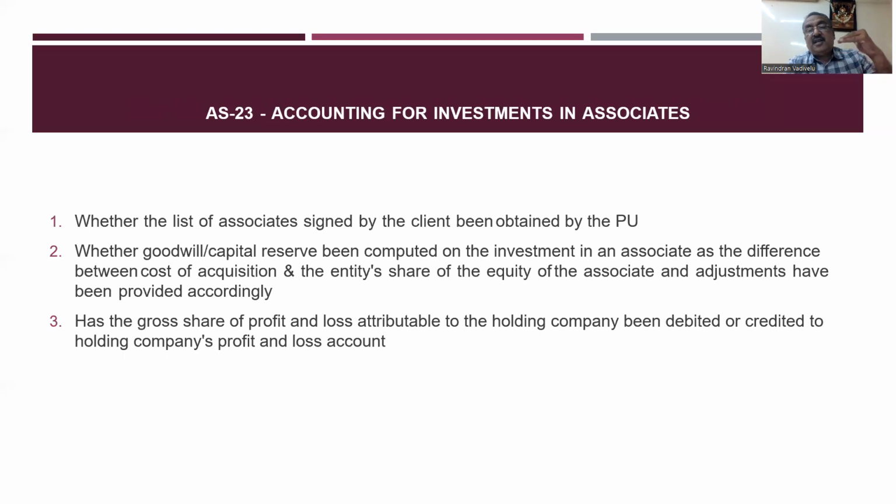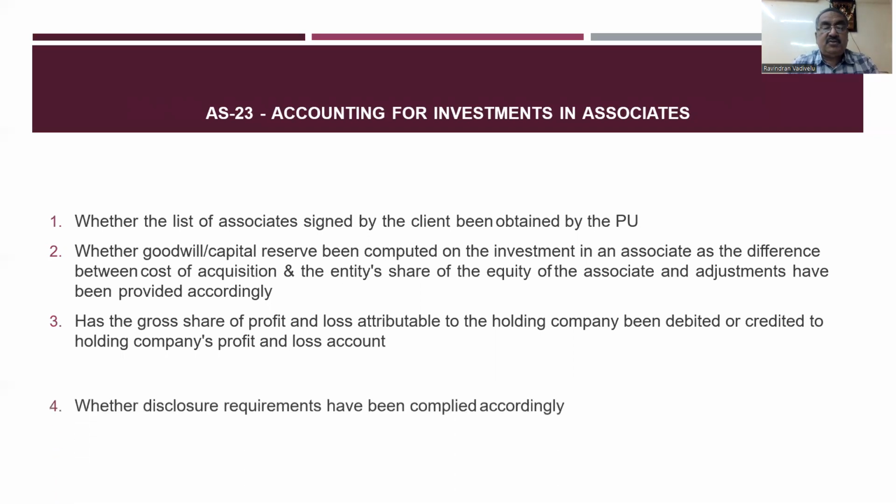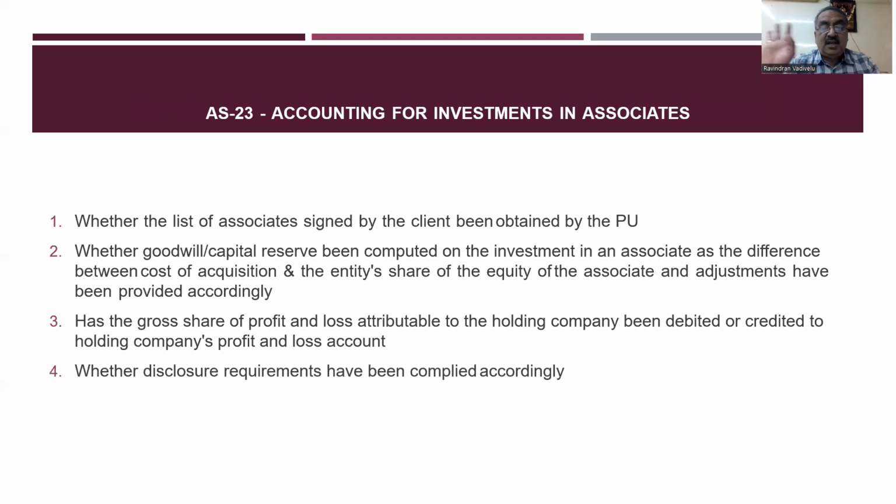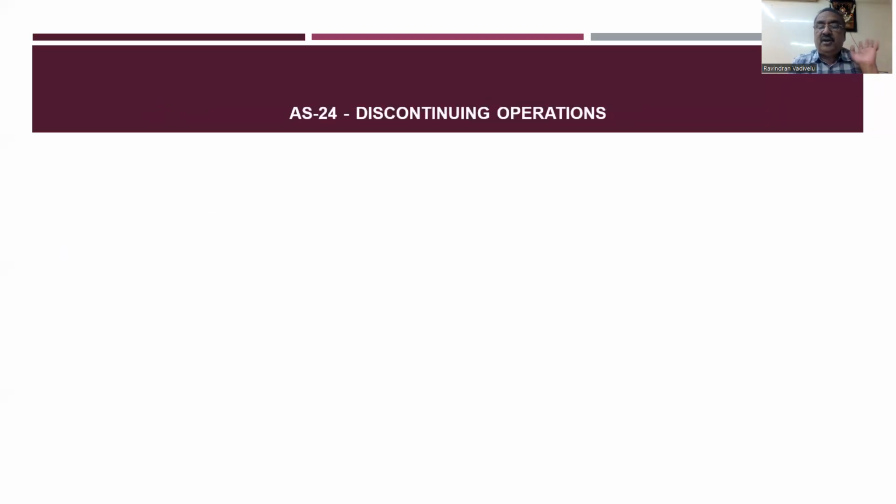So in an associate concern, there is a profit. Whether this profit is being given credit to the holding company, that the practicing unit also has to see. Whether disclosure requirements have been complied with. This is simple; almost in all ASs you can see whether the disclosure requirements have been complied with accordingly. And discontinuing operations.